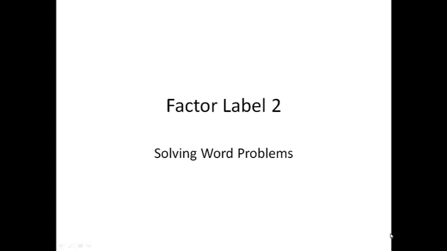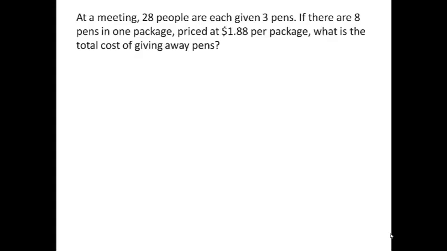In this video, we're going to show how to use factor label to solve word problems. Alright, our first problem says that at a meeting, 28 people are each given 3 pens. If there are 8 pens in one package, priced at $1.88 per package, what is the total cost of giving away pens?